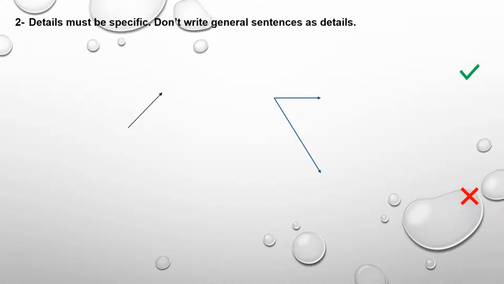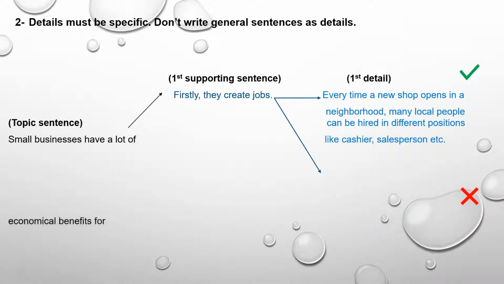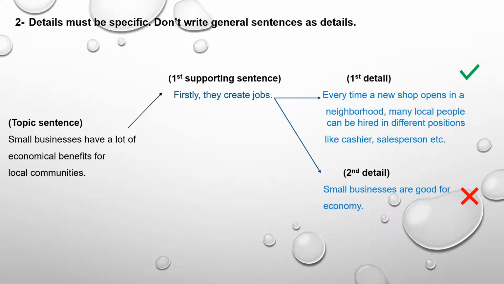Point to keep in mind when it comes to writing details is that details must be specific. Don't write general sentences as details. So that's what they are called, right? Details. They have to be specific. We cannot write something general and present it as a detail.